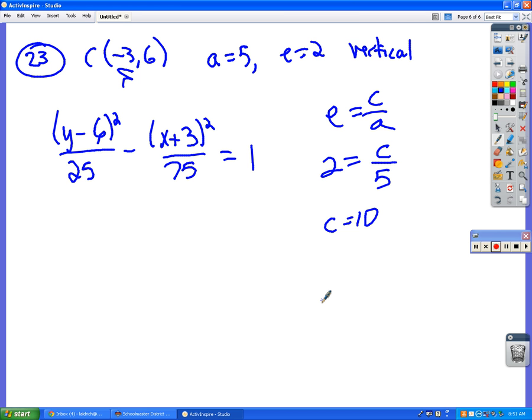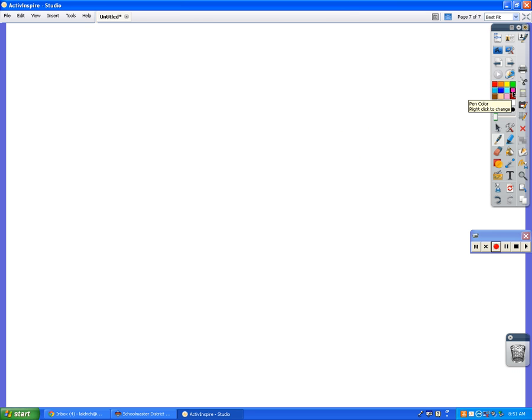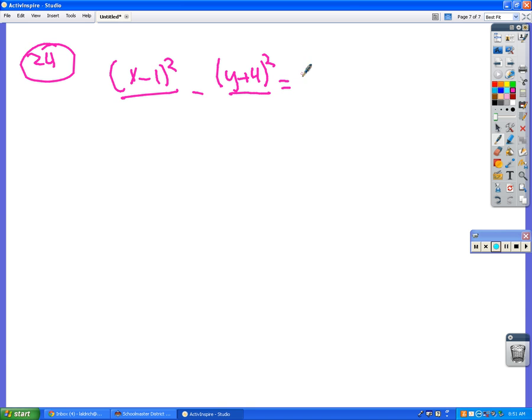All right, so last one. It's going to be x first because it says horizontal focal axis. It gives you the center. X minus 1 squared minus y plus 4 squared equals 1. Same as before. They say C is 6, E is 2, E equals C over A, so 2 equals 6 over A, so A has to equal 3. So 3 squared is 9.